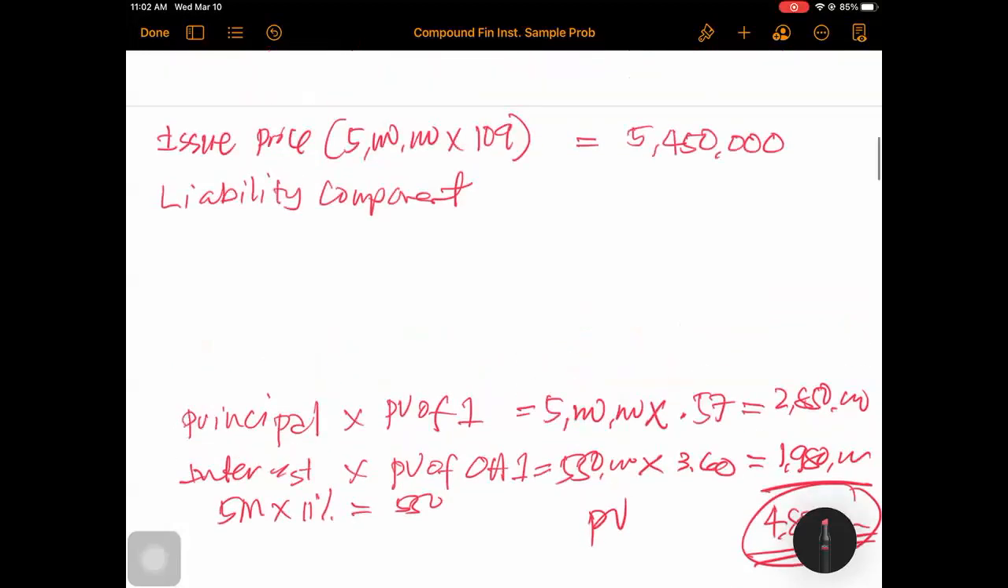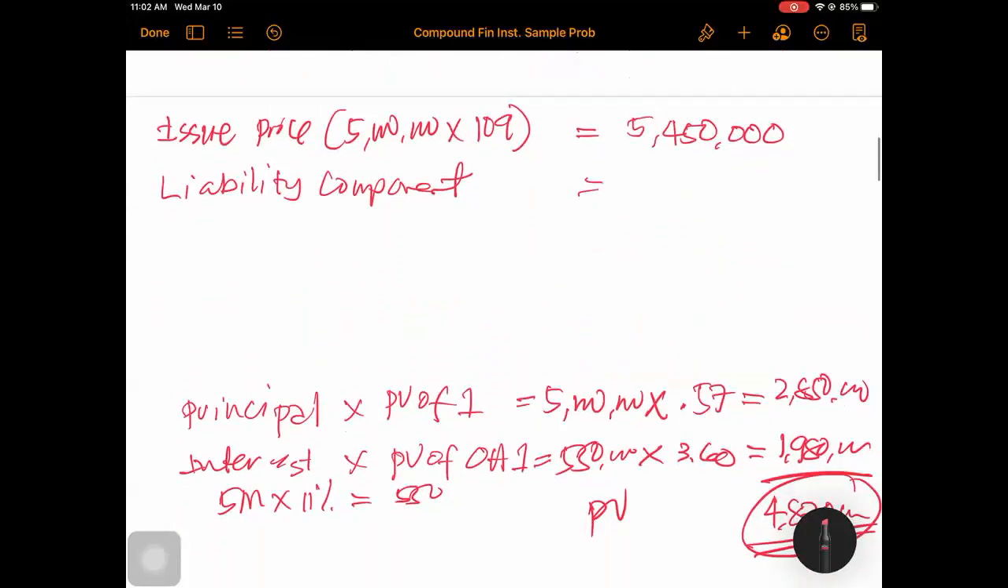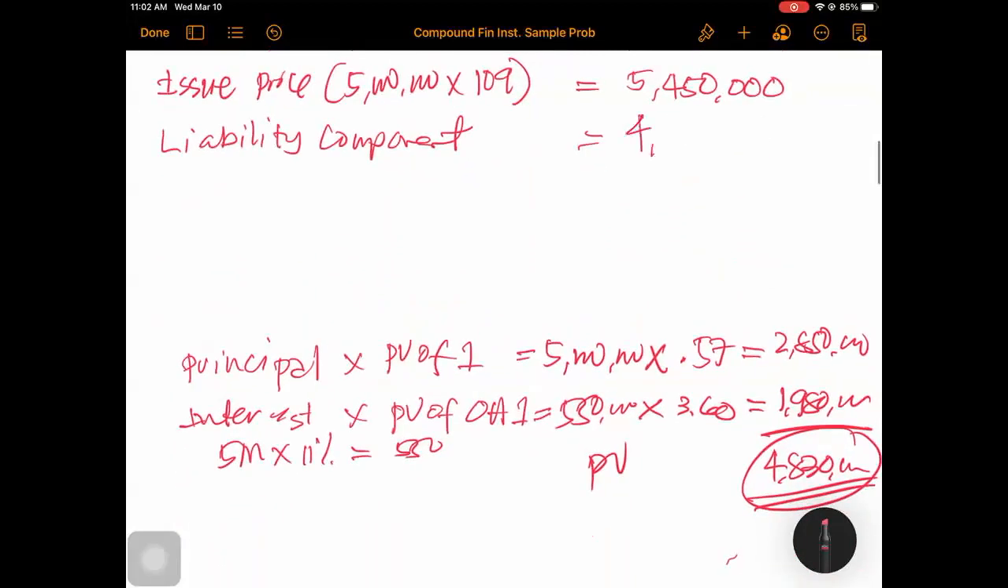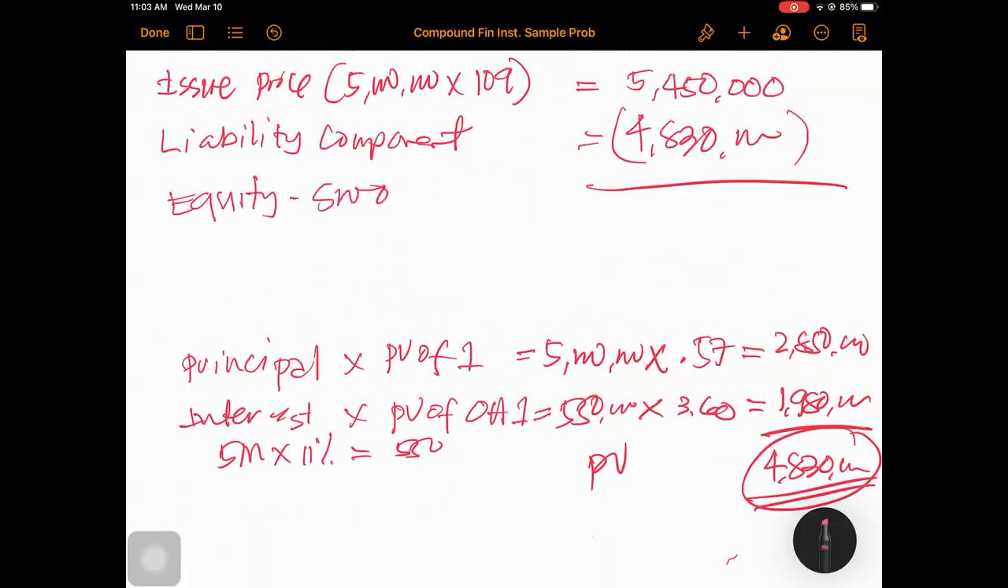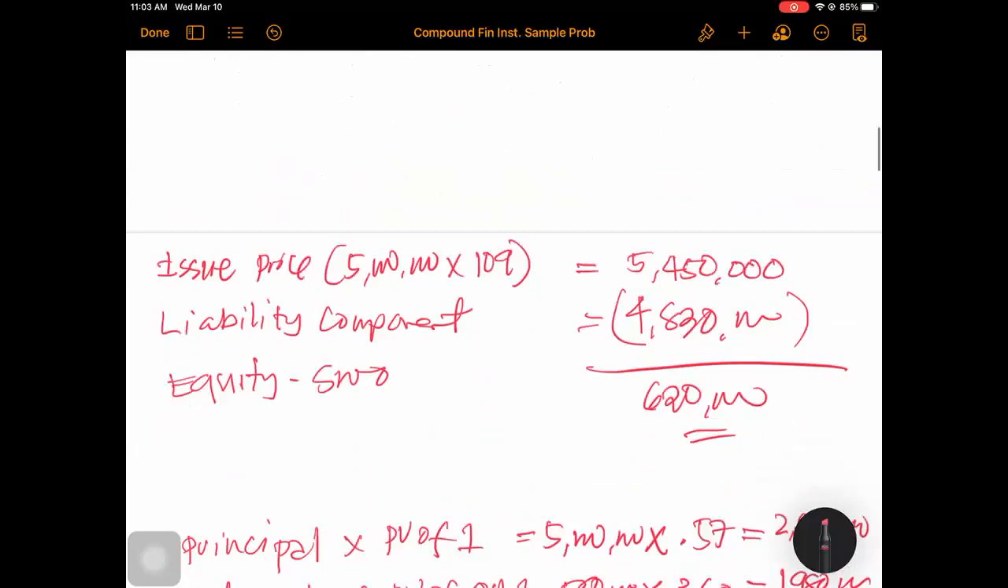Therefore, na-compute na nato. So, the liability component nato is 4,830,000. Okay, so we can now compute the equity component, the share warrants outstanding. So, that's 5,450,000 less 4,830,000 residual amount, that's 620,000. Okay, that's 620,000. Okay, so entry. What's the entry?